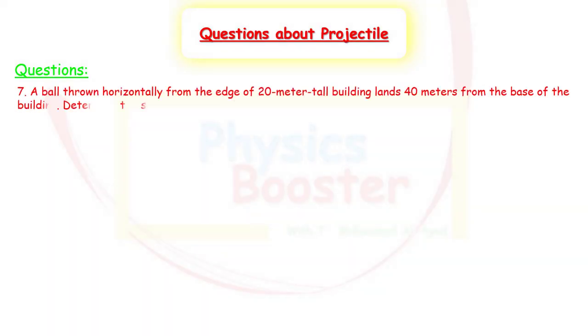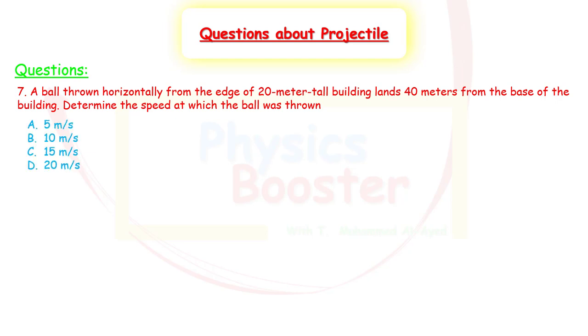Question 7. It says here that a ball thrown horizontally from the edge of a 20 meter tall building lands 40 meters from the base of the building. Determine the speed at which the ball was thrown, and he's giving us these choices. Okay, let's try to draft it here.